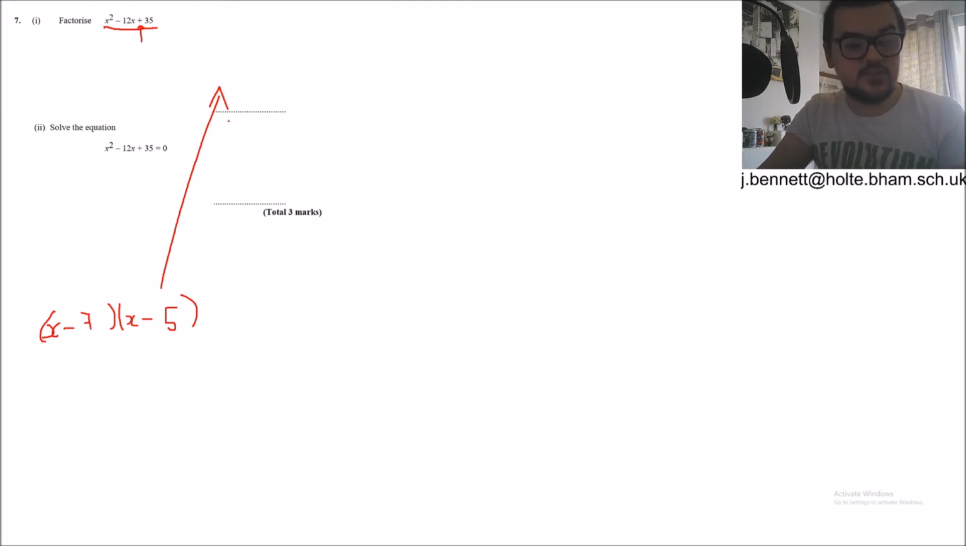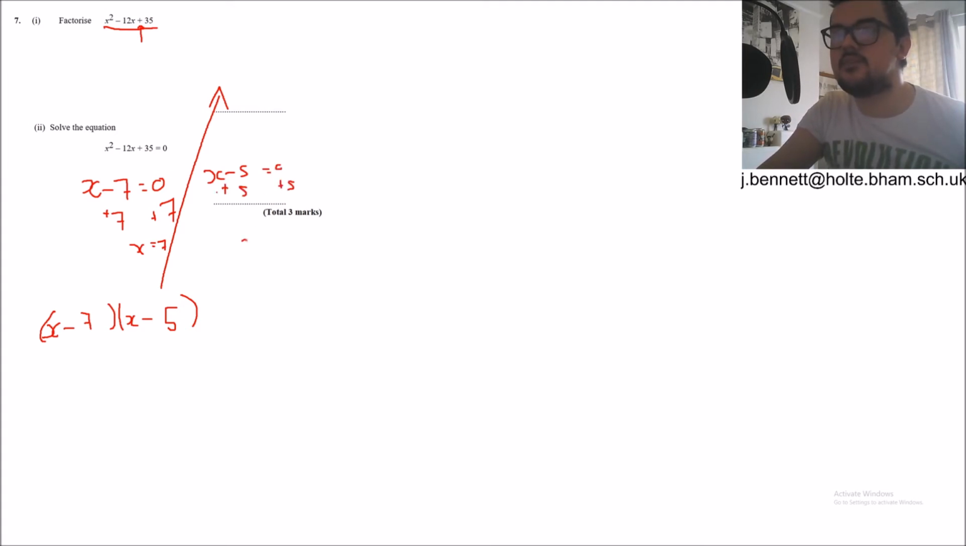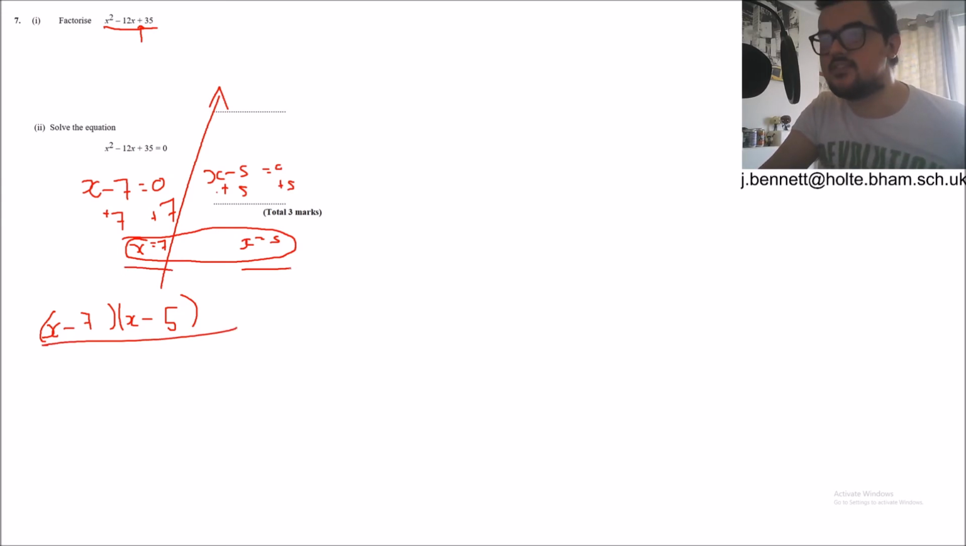Solve the equation. We just equate both of these things to 0. x minus 7 equals 0. We add 7 to both sides. x equals 7. And then we do the same with the 5. x minus 5 equals 0. We add 5 to both sides. x equals 5. So our two answers are 7 and 5. So you get 1 mark for this, 1 mark for this, 1 mark for this, I would imagine, I don't actually know.